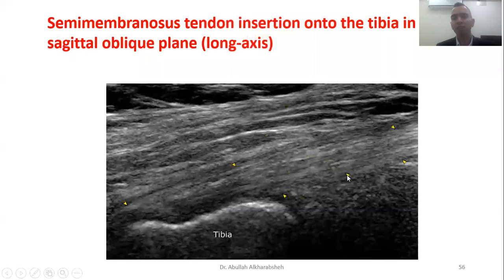This is a long axis view of the semimembranosus tendon and semimembranosus muscle, and this is the tibia.